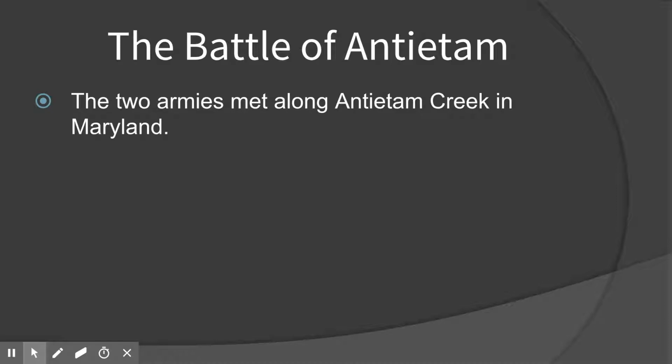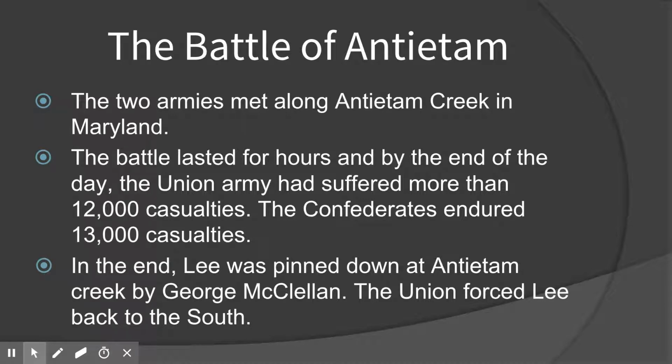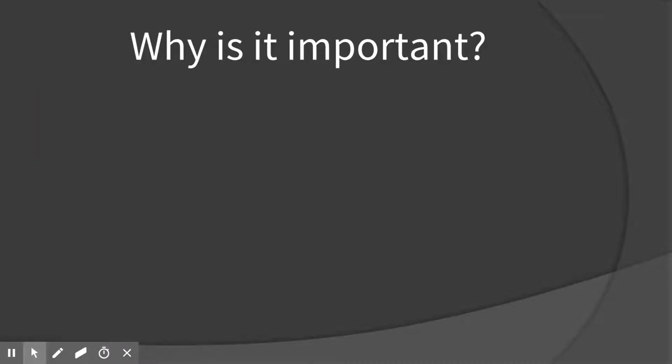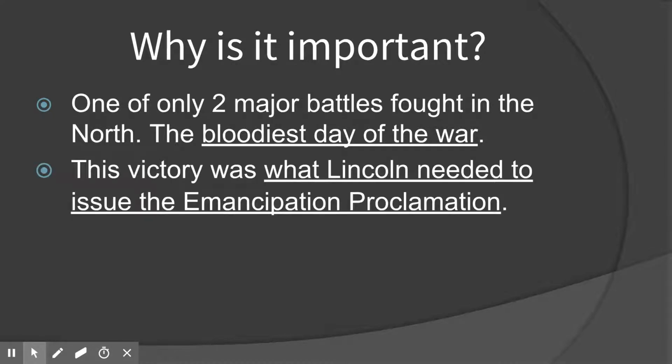Battle of Antietam. The two armies are going to meet along the creek there in Maryland. The battle is going to last for hours, and by the end of the day, the Union Army is going to suffer more than 12,000 casualties. The Confederates will endure about 13,000. In the end, Lee will be pinned down at Antietam Creek by George McClellan, and the Union forces Lee back to the South. So why is this so important? We actually have a variety of reasons.